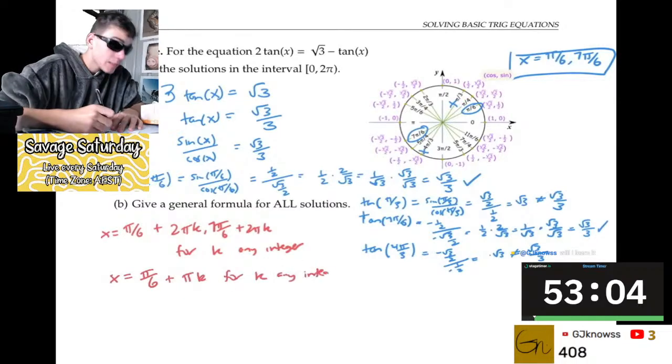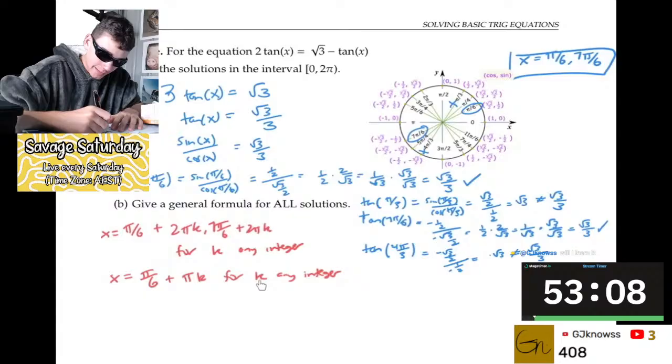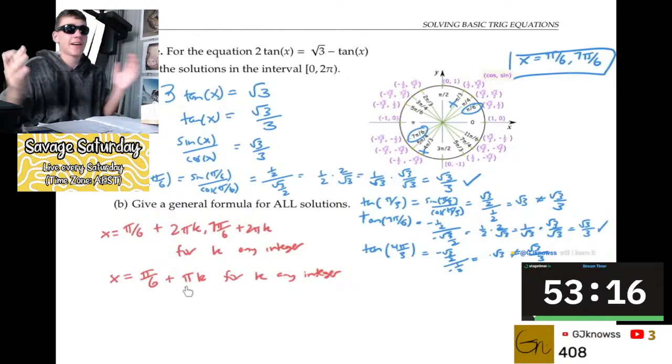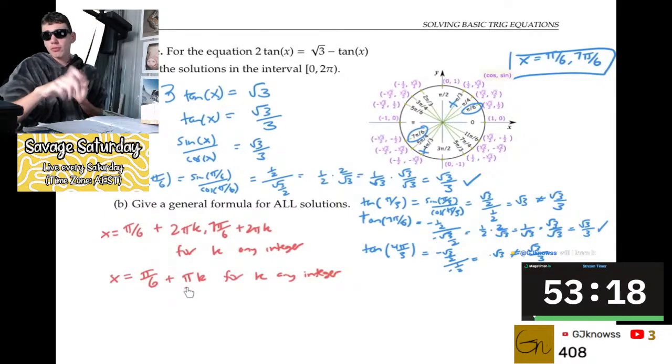This will still capture all of these solutions, because when k is even, I'll get this family of solutions, and when k is odd, I'll get this family. For example, when k is 1, pi over 6 plus 1 times pi is just the original 7 pi over 6. If you think about the fact that tangent actually has a period of pi instead of 2 pi, it makes more sense to be able to write the solutions in this form.